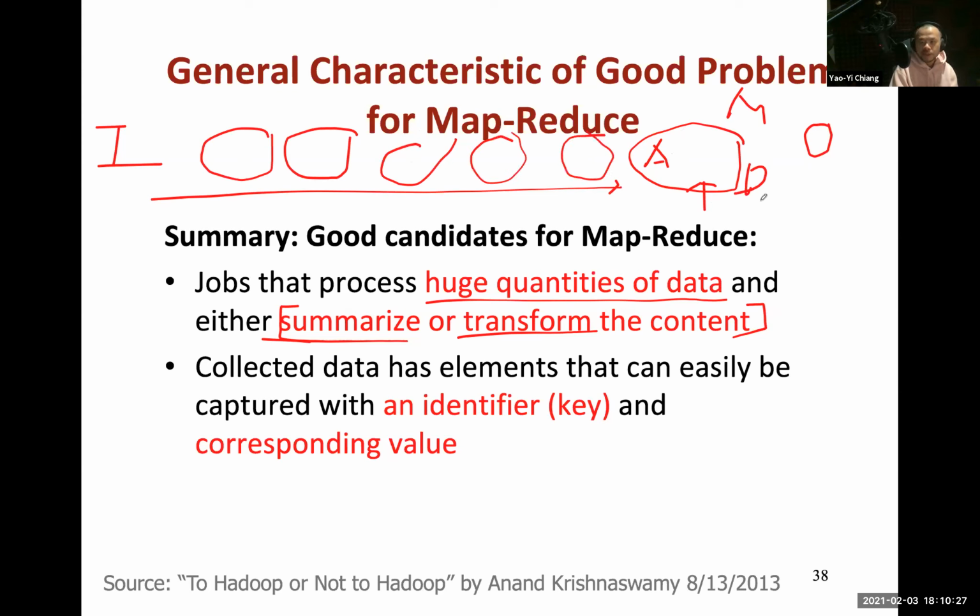Some data mining processes are very good for MapReduce, but most machine learning tasks have dependent subtasks, so they are not very good for MapReduce. Collected data that has elements that can be easily captured as keys and values will be good for MapReduce.